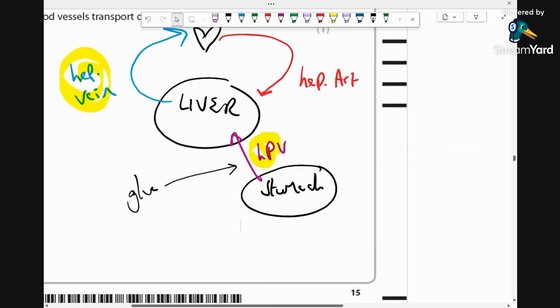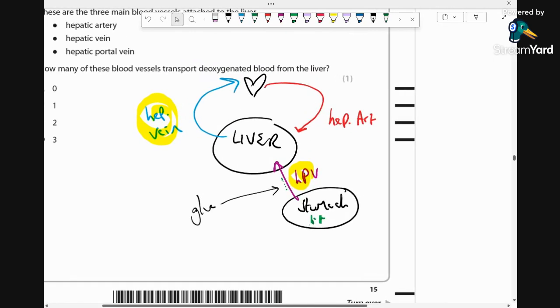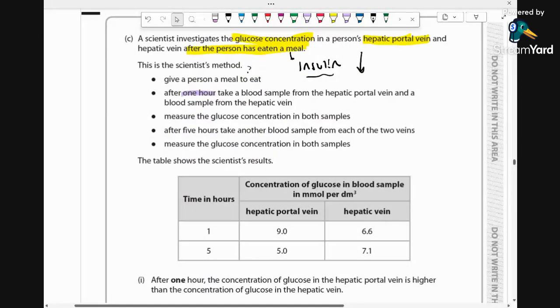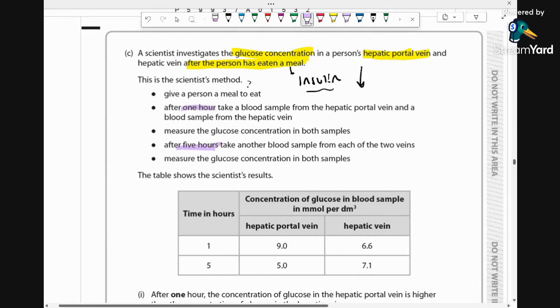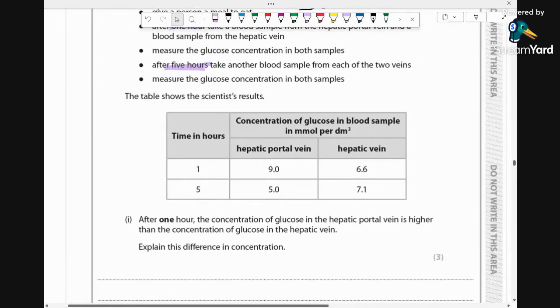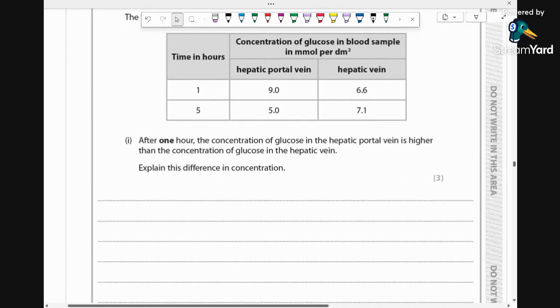So after you eat a meal, you'd expect lots of food particles to be absorbed by the ileum, etc., transported here through the hepatic portal vein to the liver, where it then gets detoxified. Measure the glucose concentration in both samples. After 5 hours, take another blood sample from each of the two veins. So 1 hour and 5 hours from each of these. After 1 hour, the concentration of glucose in the hepatic portal vein is higher than the concentration of glucose in the hepatic vein. Yeah, that makes sense.